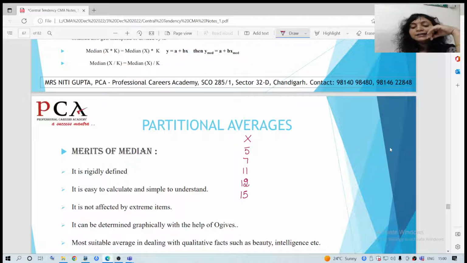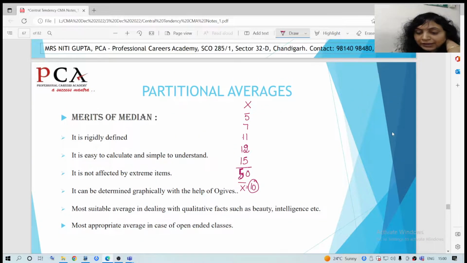This is your x series: 5, 7, 11, 12, 15. The total number of items is 5, and the total sum is 50. So the arithmetic mean is 10. If we find the median, the items are already in ascending order. In case of an individual series, median is the (n plus 1) by 2 item. So this is 5 plus 1 by 2, 6 by 2, that is the third item. The third item is 11, so median is 11.